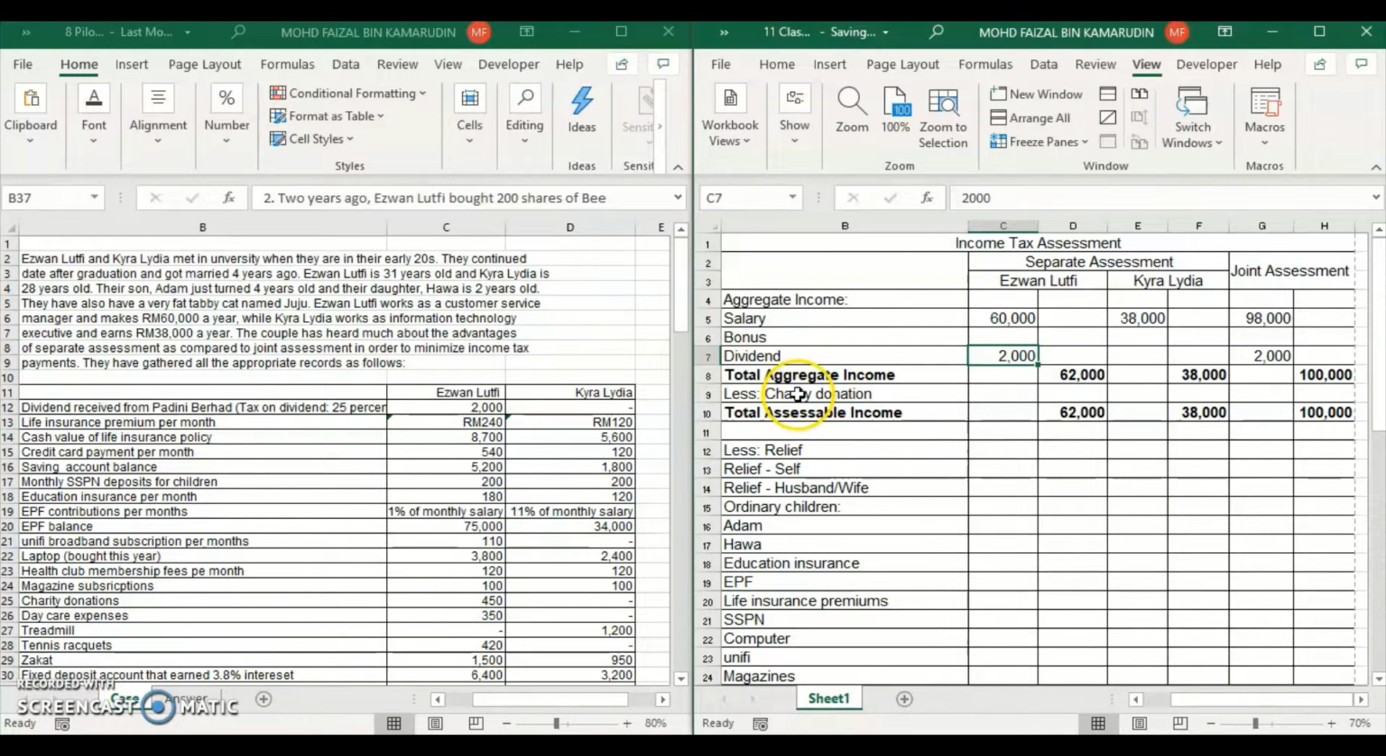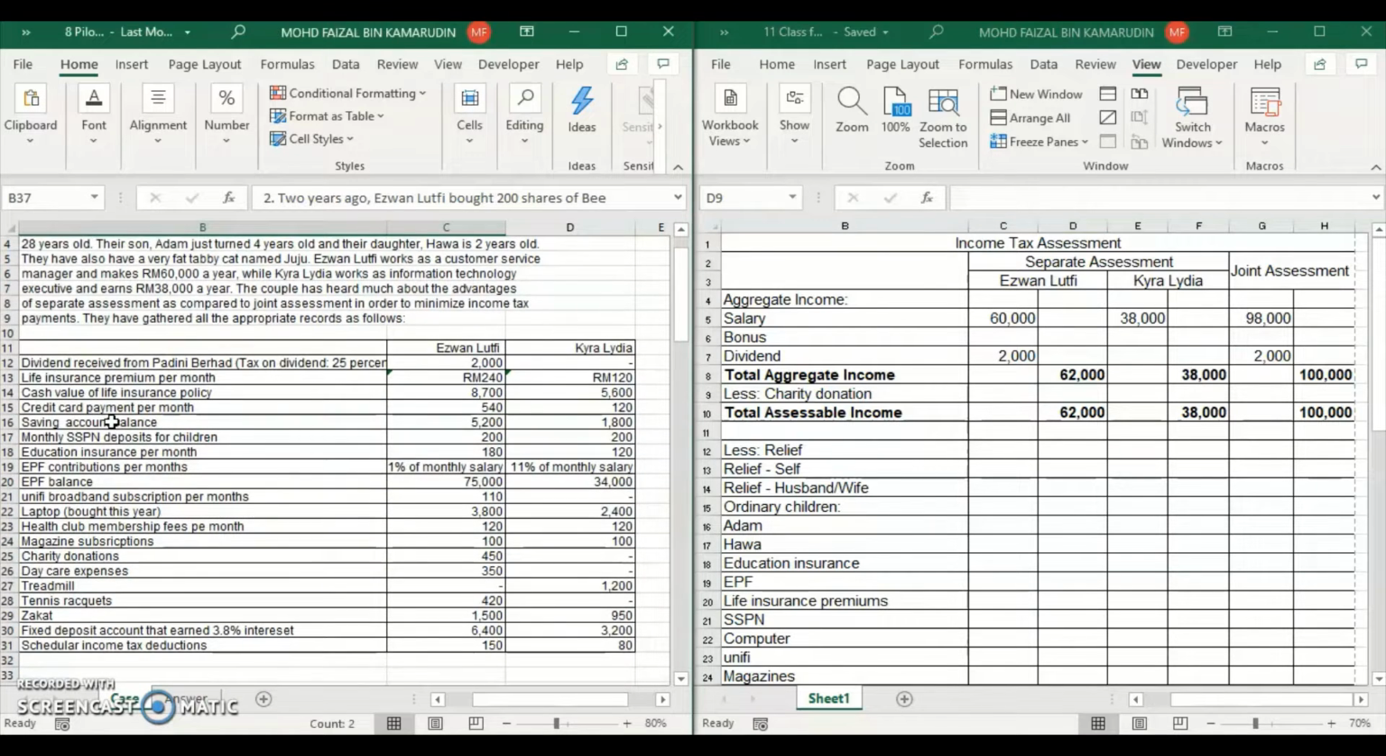Next, we want to go for the second step, total assessable income. This is where, if you donate to a registered organization, you can claim tax relief, or you can deduct it here, but maximum up to 7% of your income. So in this case, let's check whether he did contribute or not.